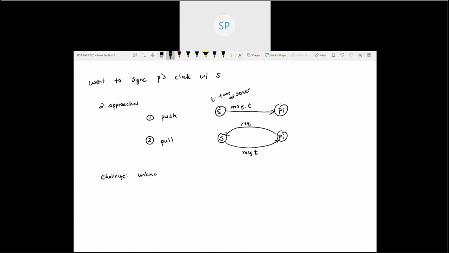Unknown message delay, right? So ultimately, that's about where these algorithms have to come in, is saying, given this unknown message delay, what's the best decision I can make about how to set the clock in each of these two models? And that's going to be the algorithm.